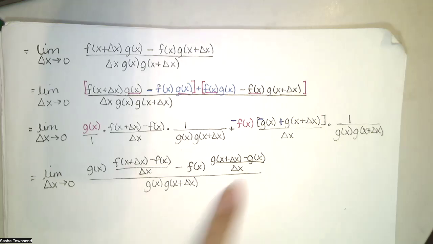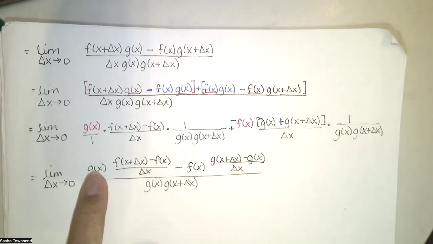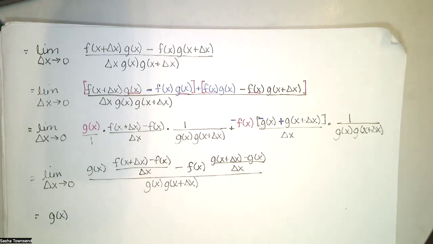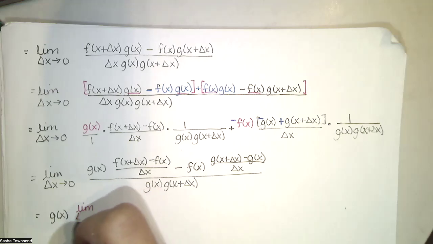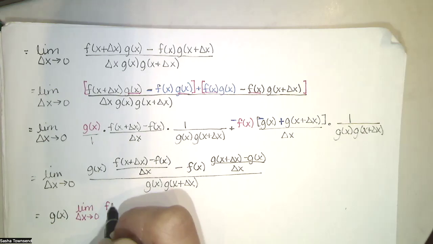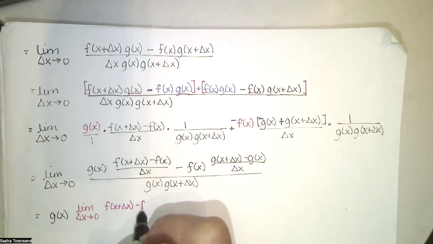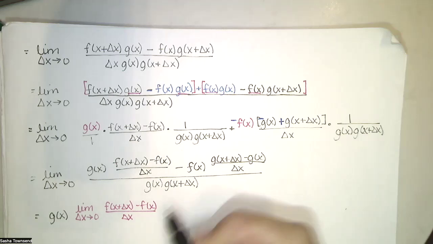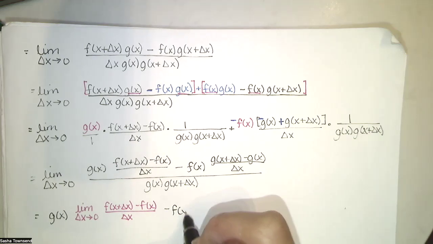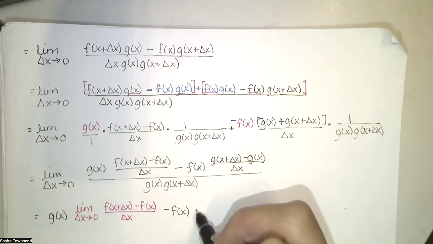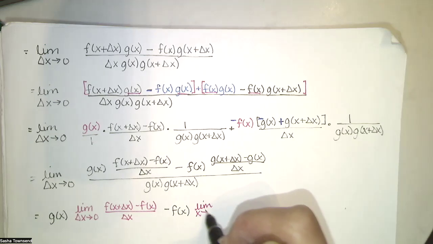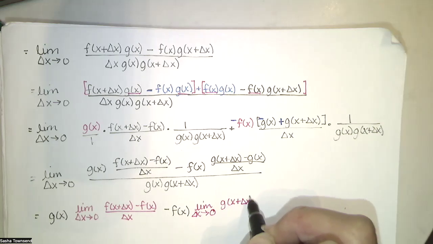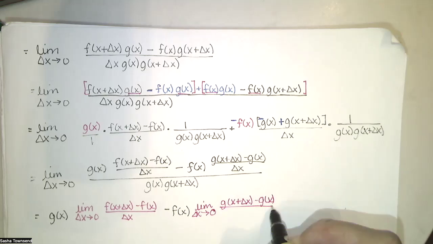If we take the limit of this, the limit of g of x is just g of x. And then we have the limit as delta x approaches 0 of f of x plus delta x minus f of x divided by delta x. And then we're subtracting f of x times the limit as delta x approaches 0 of g of x plus delta x minus g of x divided by delta x.